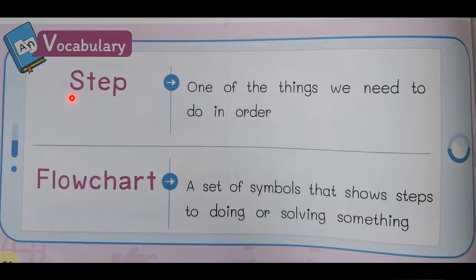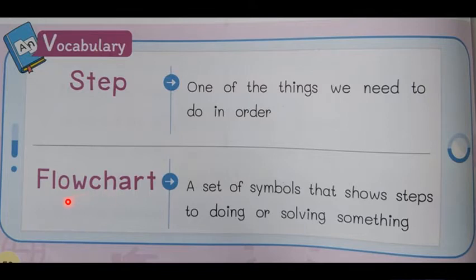First of all, we're going to need to know two words. One is step. Step is usually what you do with your feet. You take a step. When we're talking about algorithms and problem solving, a step is one of the things we need to do in order. If you remember, we did putting pictures in order before. Which one comes first, which one comes second, and which one comes third, and so on. So a step is one of those bits that we need to do.